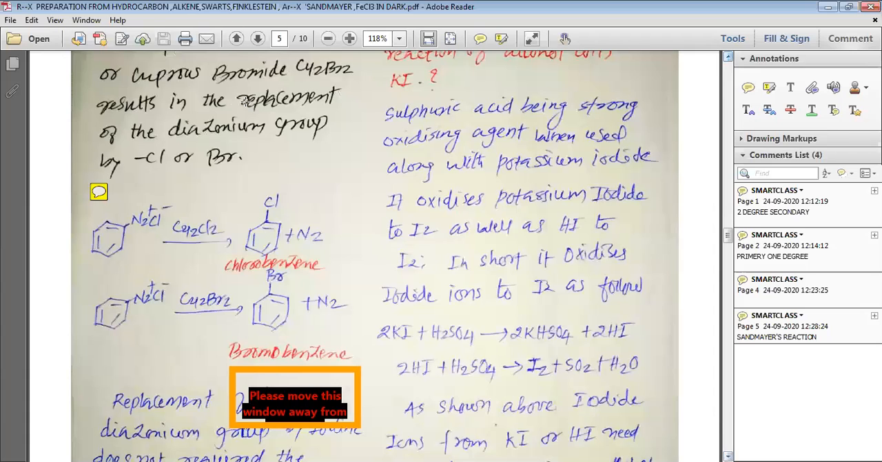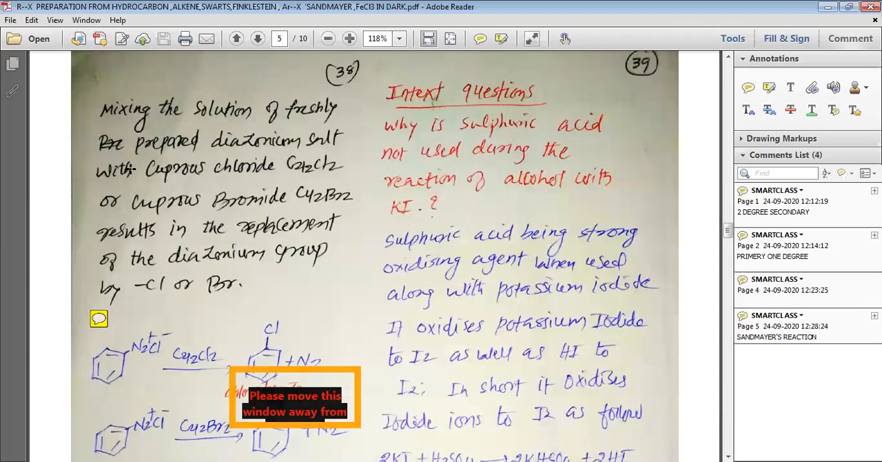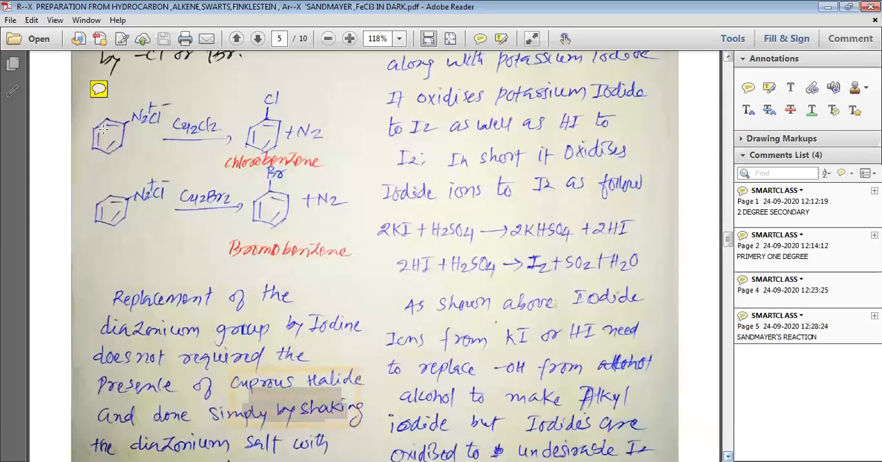You can see here that mixing the solution of freshly prepared diazonium salt with cuprous chloride or cuprous bromide will give us chlorobenzene or bromobenzene. Diazonium chloride when it reacts with CuCl produces chlorobenzene. Diazonium chloride when it reacts with CuBr produces bromobenzene. This particular reaction is known as the Sandmeyer reaction. Please remember this reaction is known as the Sandmeyer reaction.